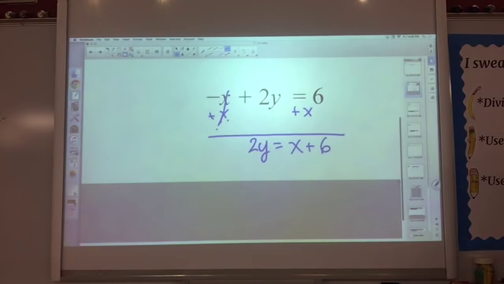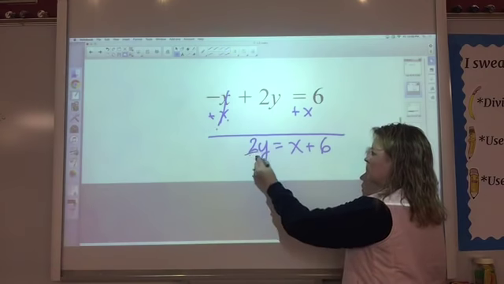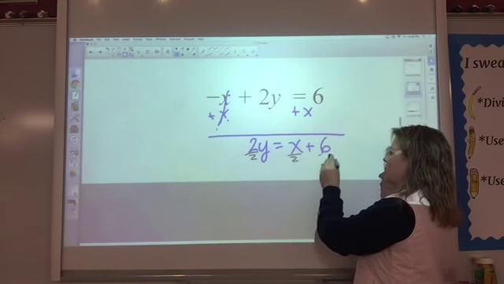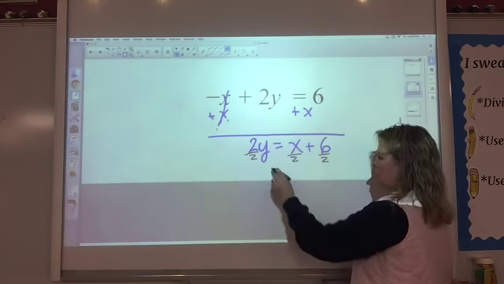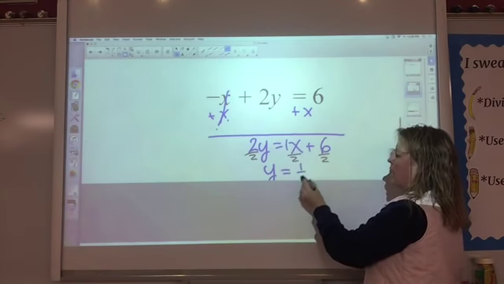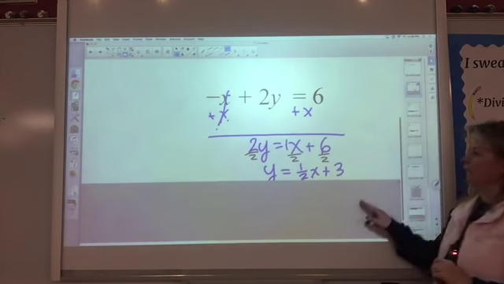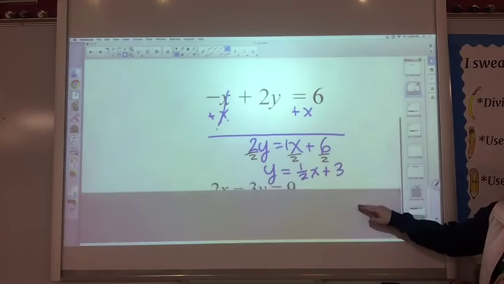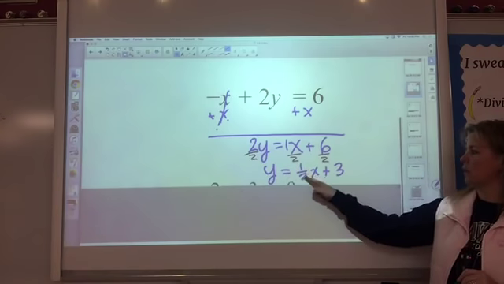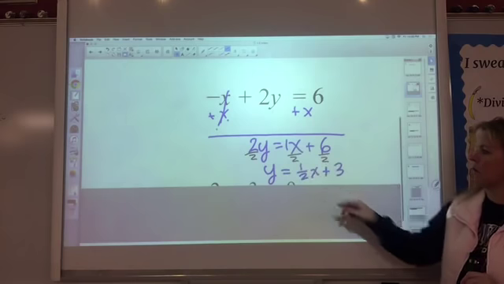But the y isn't isolated yet. You have a 2 in front of it as a coefficient. So you're going to divide by 2 once, twice, 3 times, and you're left with y equals 1/2 x plus 3. And again, solving for y puts it in y equals mx plus b form. And notice I did make a slope of 1/2.